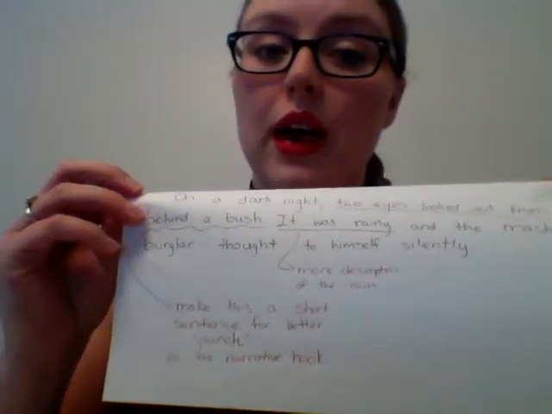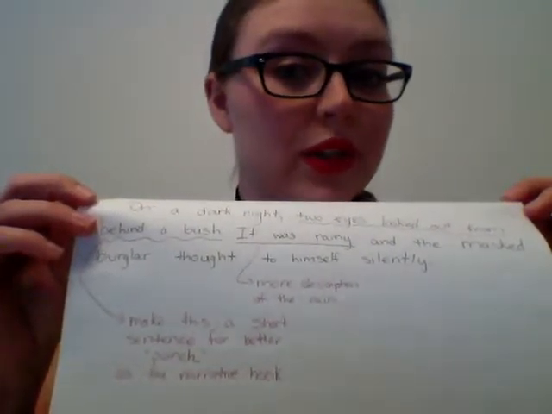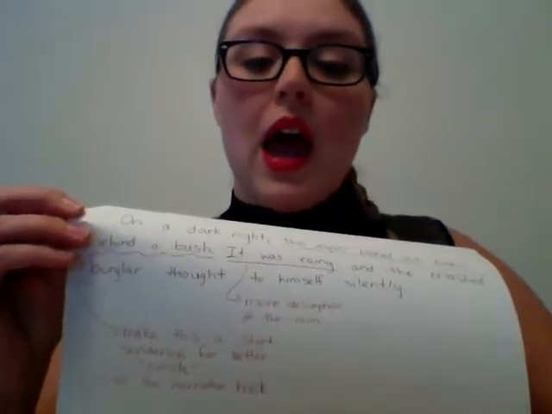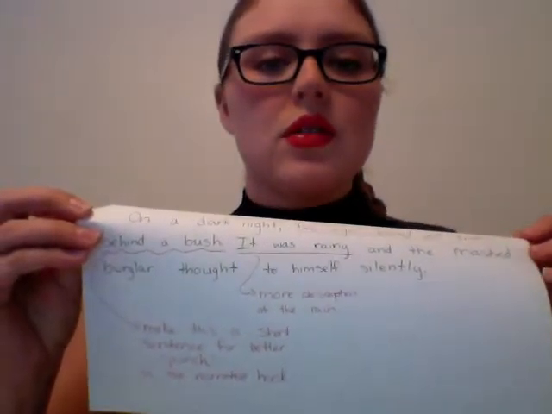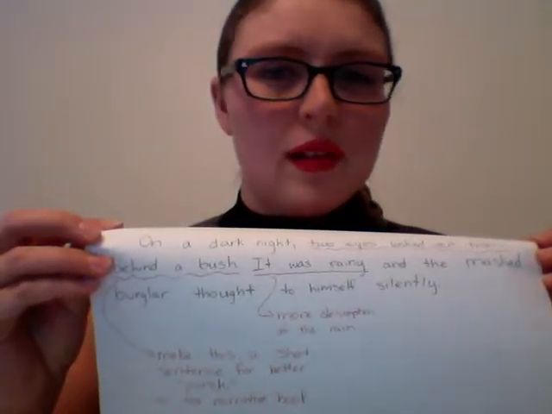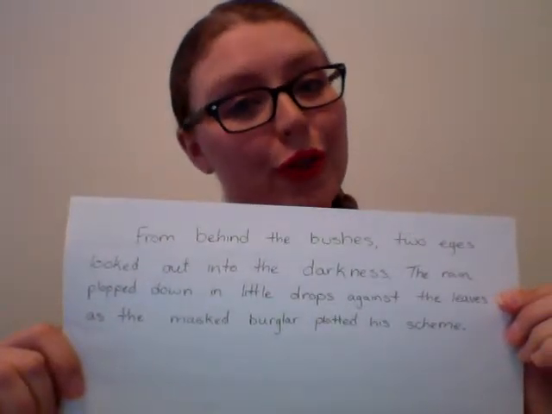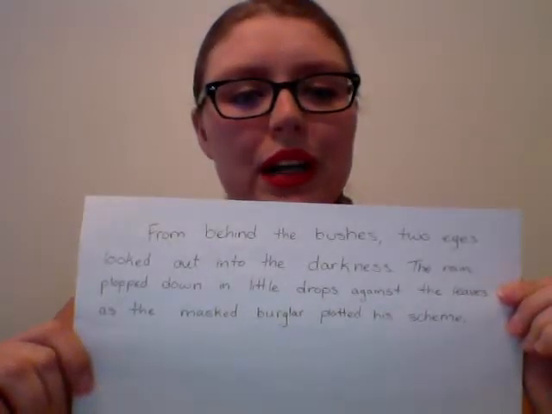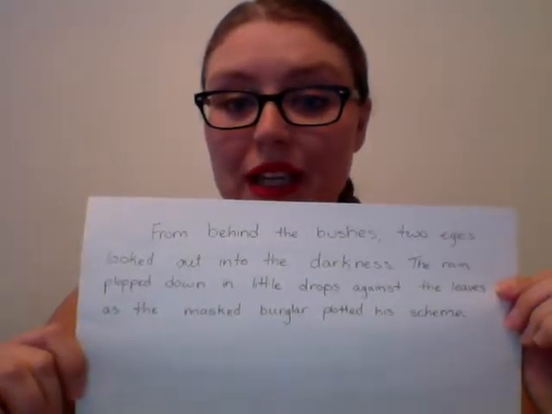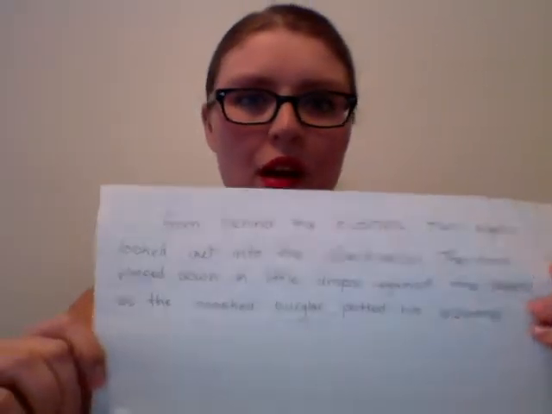So then you say, okay, I know what a narrative hook is. I know that it's going to be what grabs my reader's attention at the start of the novel. And then you think, after that, I need to follow up with some extra description. So instead of just saying it was rainy, I'm going to get some more details. Finally, you come up with a last draft of, from behind the bushes, two eyes looked out into the darkness. The rain plopped down in little drops against the leaves as the masked burglar plotted his scheme.